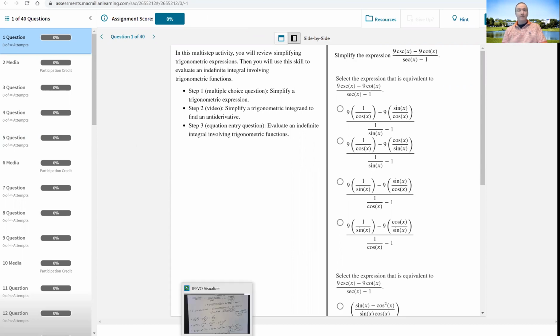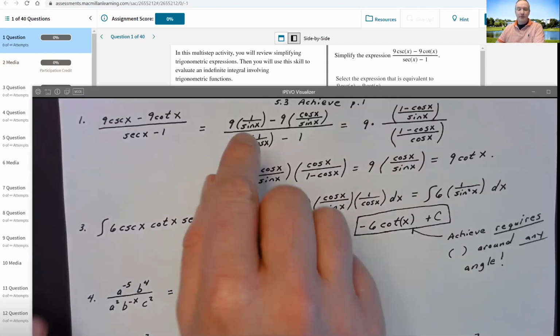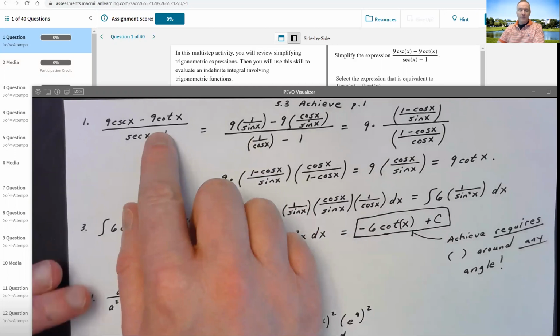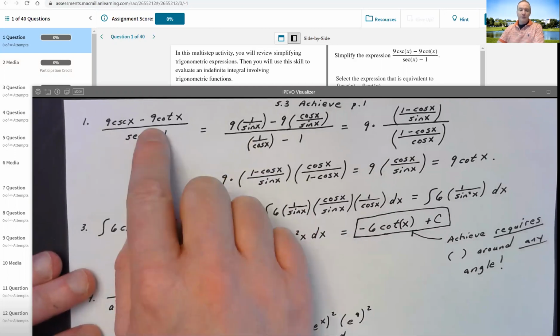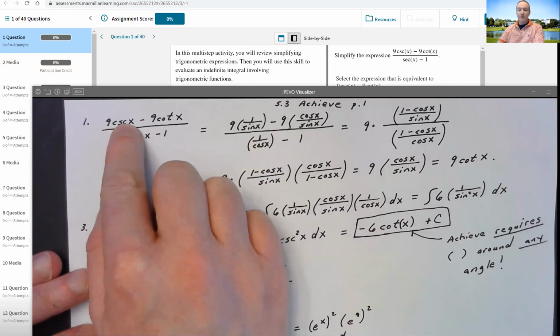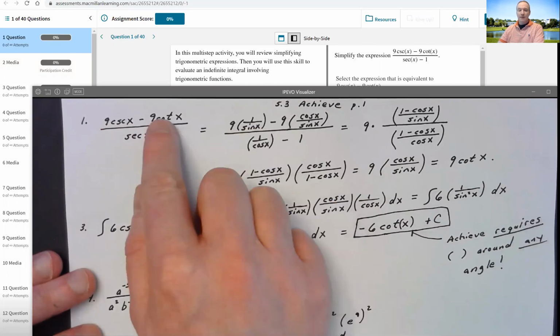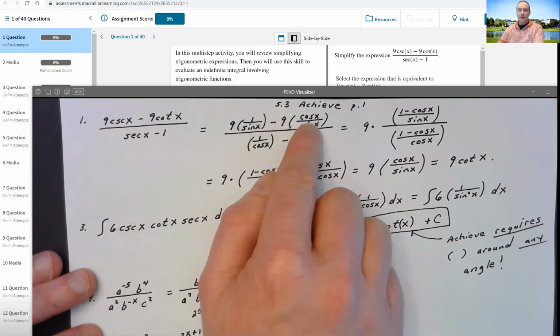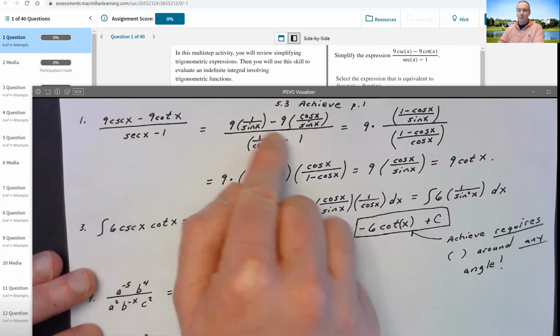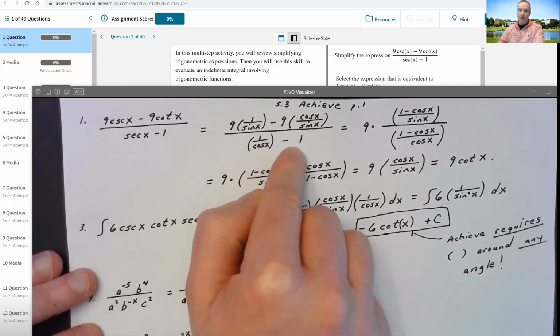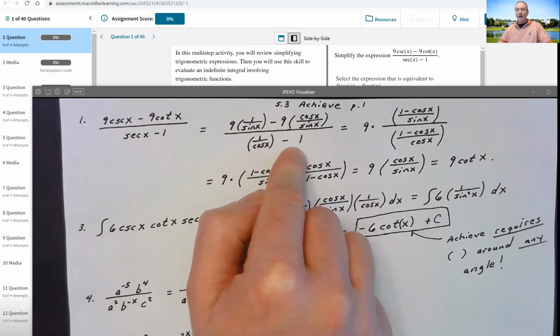They're asking us to simplify the expression 9 cosecant x minus 9 cotangent x over secant x minus 1. Now, what I've done when I simplified that, and it will match their answer, is their first part, they're just wanting you to understand that the cosecant is 1 over the sine, the cotangent is cosine over sine, and again, the secant is 1 over cosine in the denominator, of course, minus our 1.